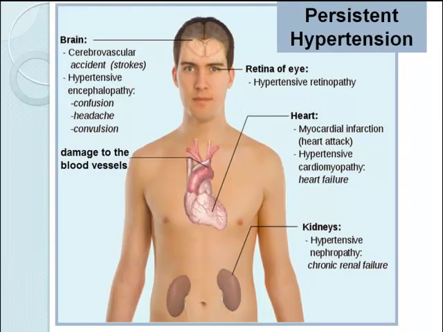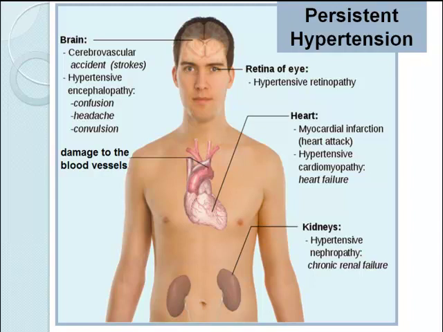If a patient has hypertension and it is left unchecked and untreated, this persistent hypertension, so ongoing hypertension, can cause problems. And this slide shows us some of the conditions that can occur associated with high blood pressure. So you can have problems with the brain. You could have a cerebrovascular accident. That's the term meaning a stroke. You could have hypertensive encephalopathy, which is disease of the brain associated with high blood pressure. You can have damage to the blood vessels.